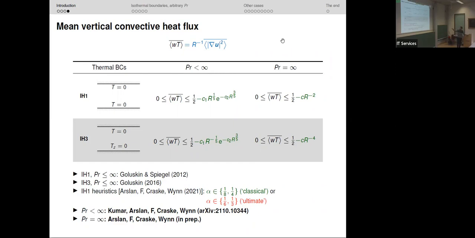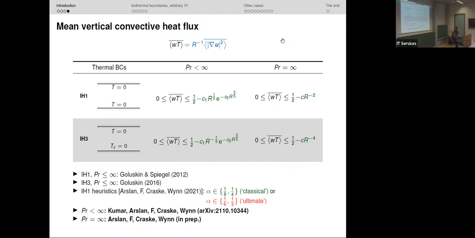So in particular, if you fix the Prandtl number to be any finite number, what we can prove are exponentially small corrections in the Rayleigh number compared to this uniform bound of 1/2, with this algebraic prefactor here that is slightly different depending on the boundary conditions. We do better if we're willing to go to the infinite Prandtl number limit. In this case, we find algebraic scaling, Rayleigh to the -2 and Rayleigh to the -4. But again, we are nowhere near getting these fractional powers that heuristic arguments are predicting.